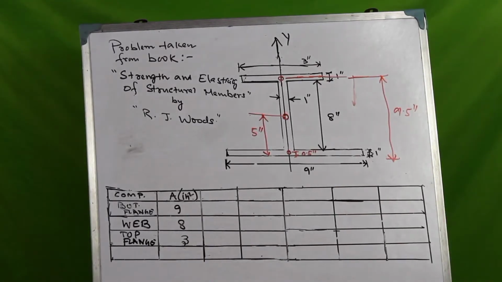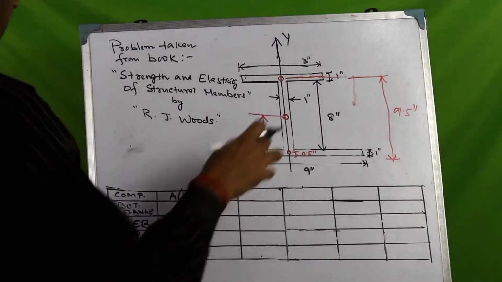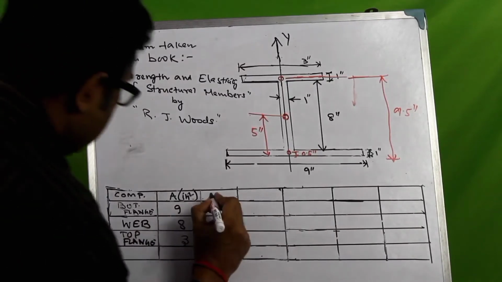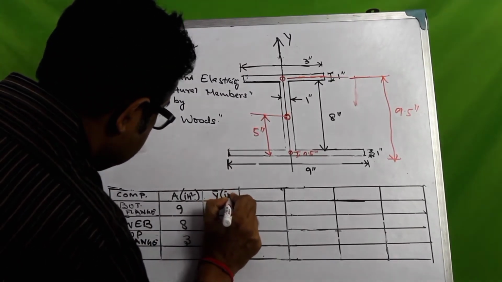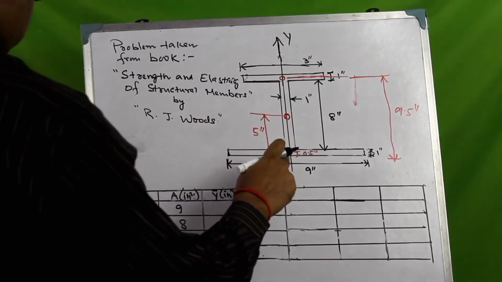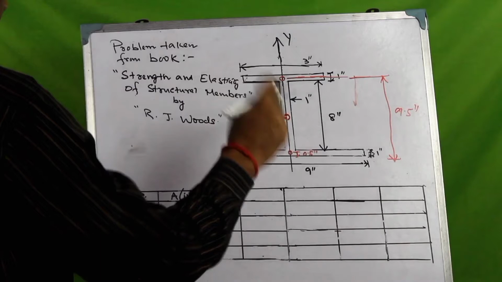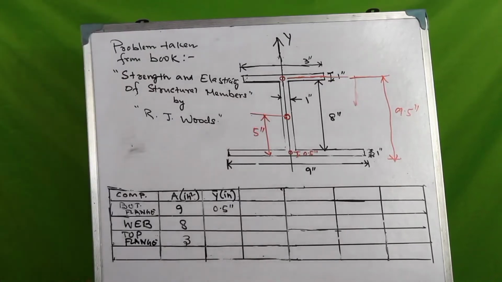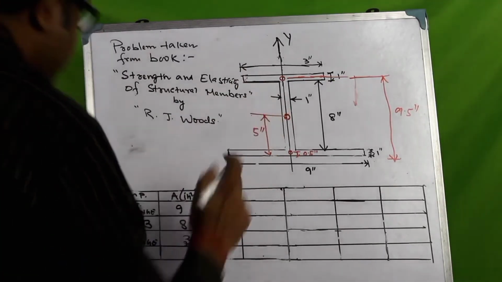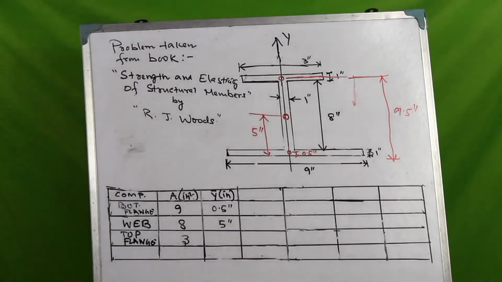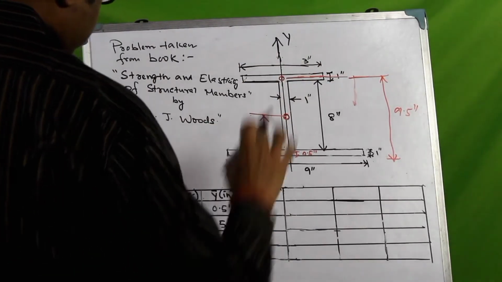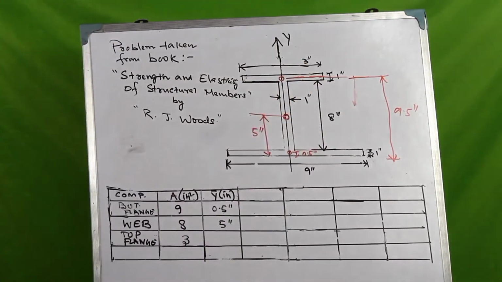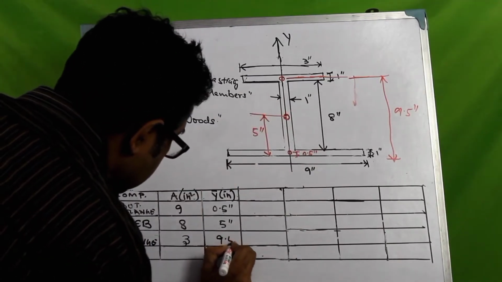Now, let us indicate the distance of the centroid of each of these component areas from the bottom of the bottom flange using this expression y bar, which is in inches. For the bottom flange, the distance is 0.5 inches. For the web, as we have seen, it's 5 inches. And for the top flange, the distance of the centroid from the bottom of the bottom flange is 9.5 inches.